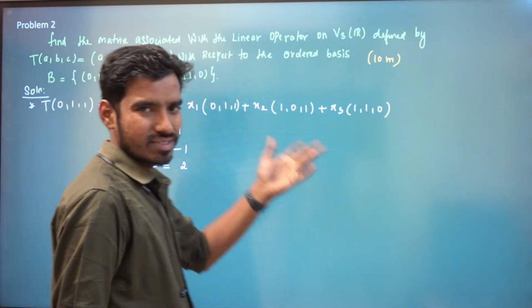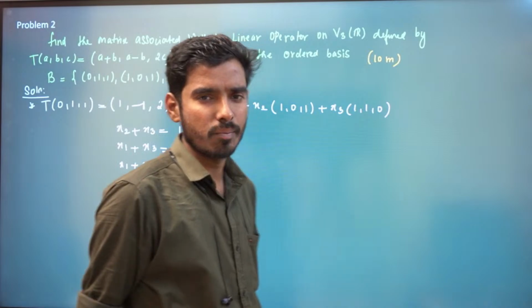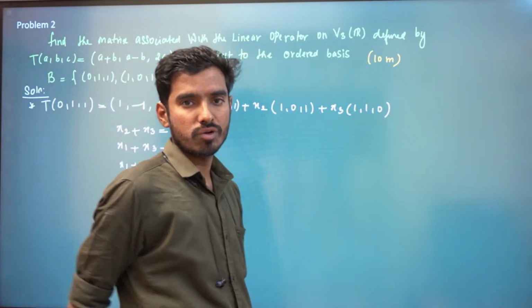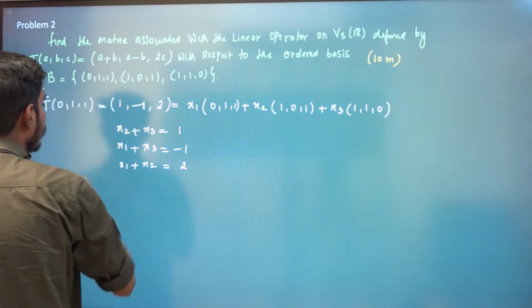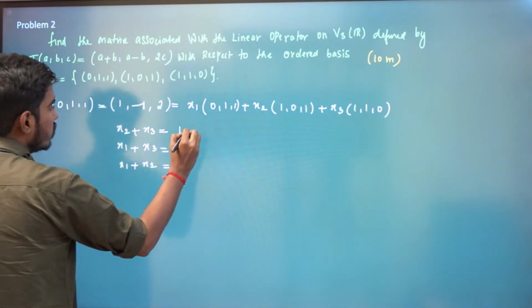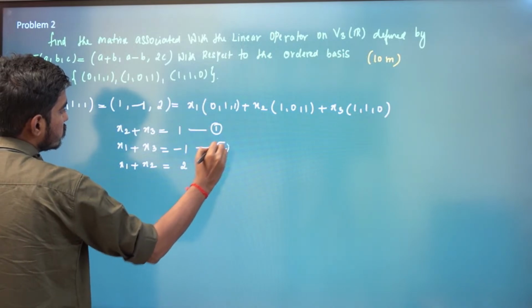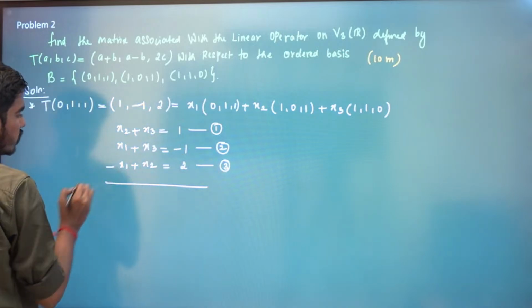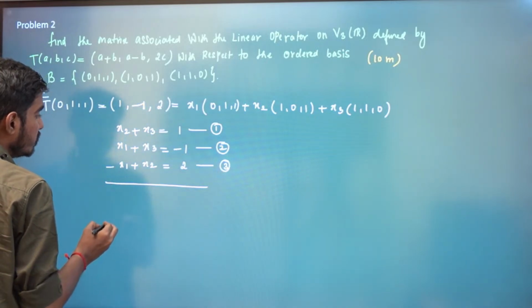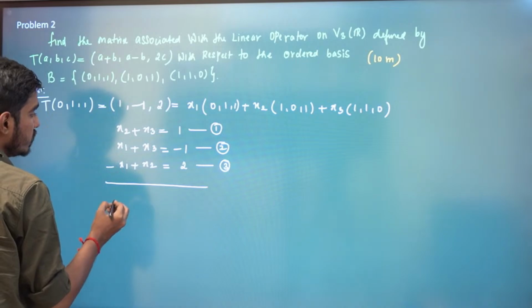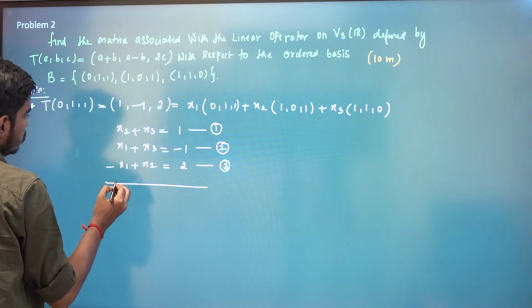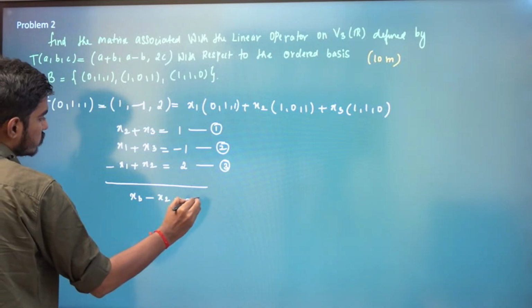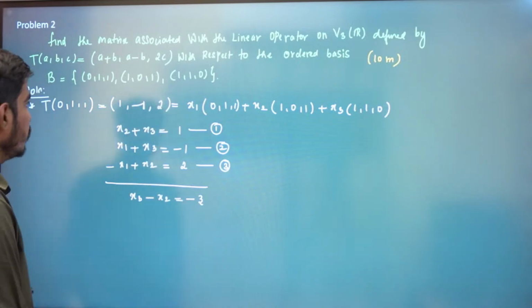See, just 7th standard, 8th standard, right? You're just equating and comparing, that's it. So two tuples are equal if x component, y component, z components are equal. Now you have to solve for x1, x2, x3. So call this as 1, call this as 2, call this as 3. Now we will subtract 2 and 3. We subtract 2 and 3, what will we have? So these two will get cancelled. So we have x3 minus x2 is equal to minus 3, right?